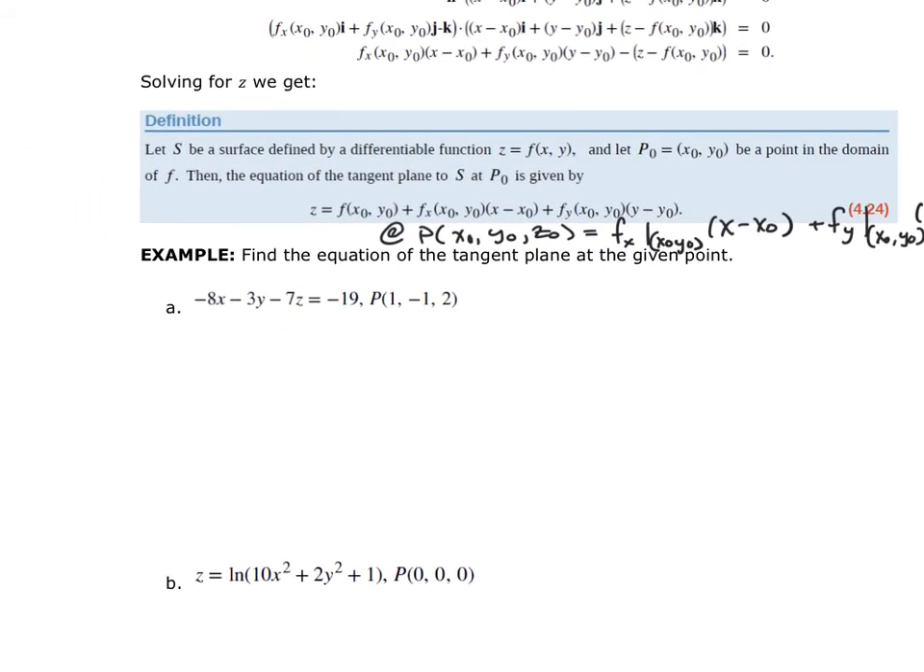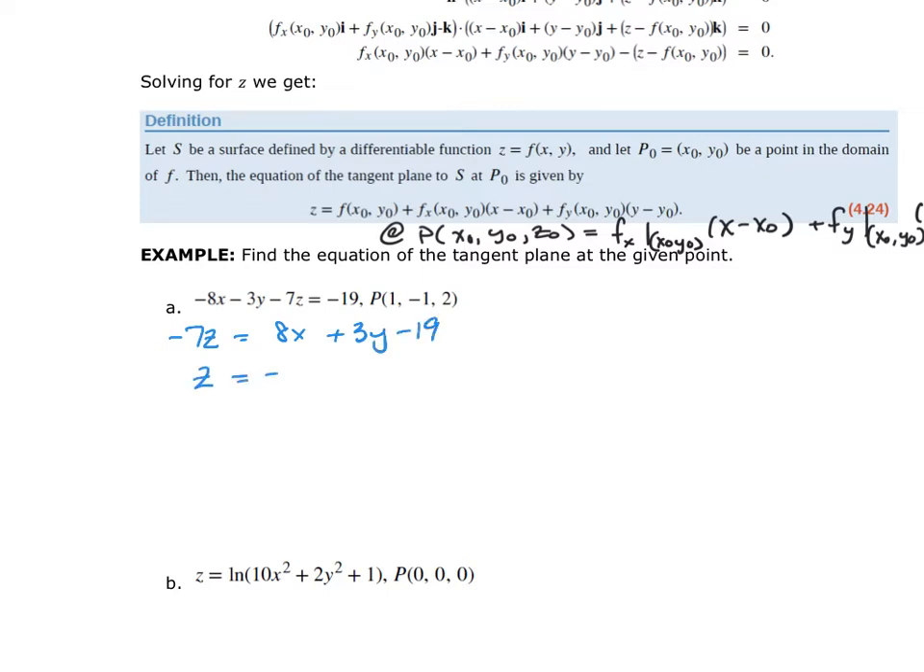Now, it doesn't seem like we have a lot going on, so let's just walk through this. The first thing we want to do is solve for z. That's just going to make it easier to do the partial derivatives. You don't have to, but this is easy to get lost, so let's just solve for z. So I have negative 7z is equal to 8x plus 3y minus 19.